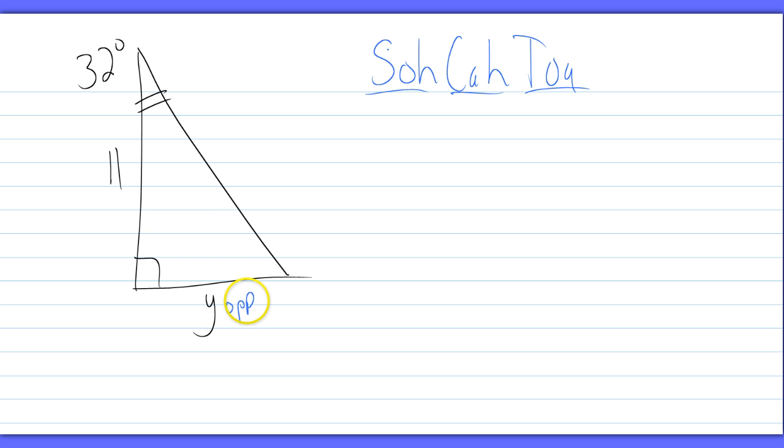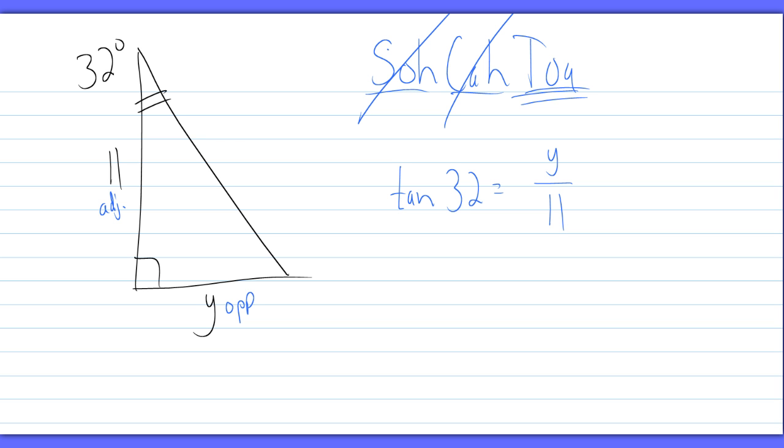Y is the opposite. It's important because we're trying to find it. 11 is the adjacent. It's important because we know what that is. So as I look at these trig functions, I'm looking for the one that relates opposite and adjacent together. Not the sine, not the cosine. It would be the tangent. Tangent because we're dealing with the opposite and adjacent. So the actual equation then is tangent of 32, tangent of our angle, is equal to O over A, opposite of y divided by the adjacent of 11.